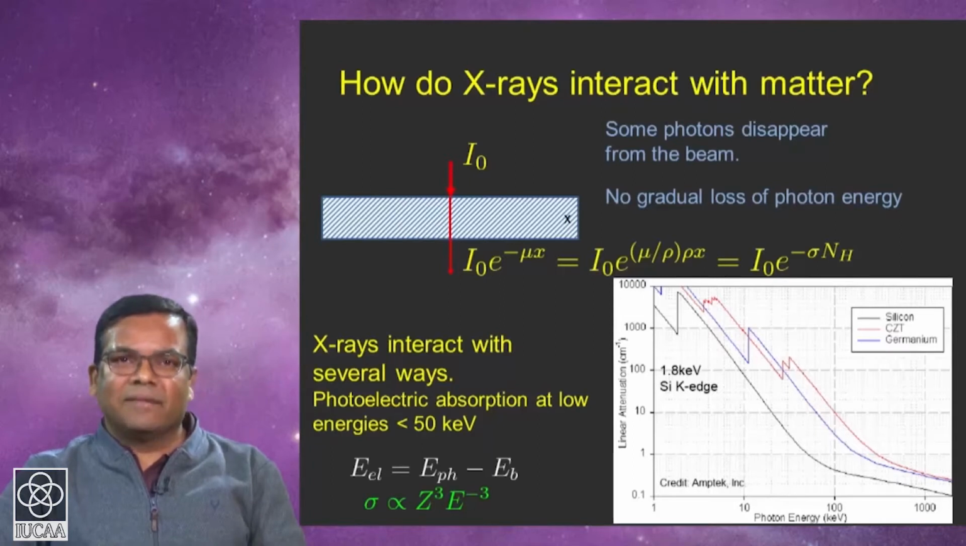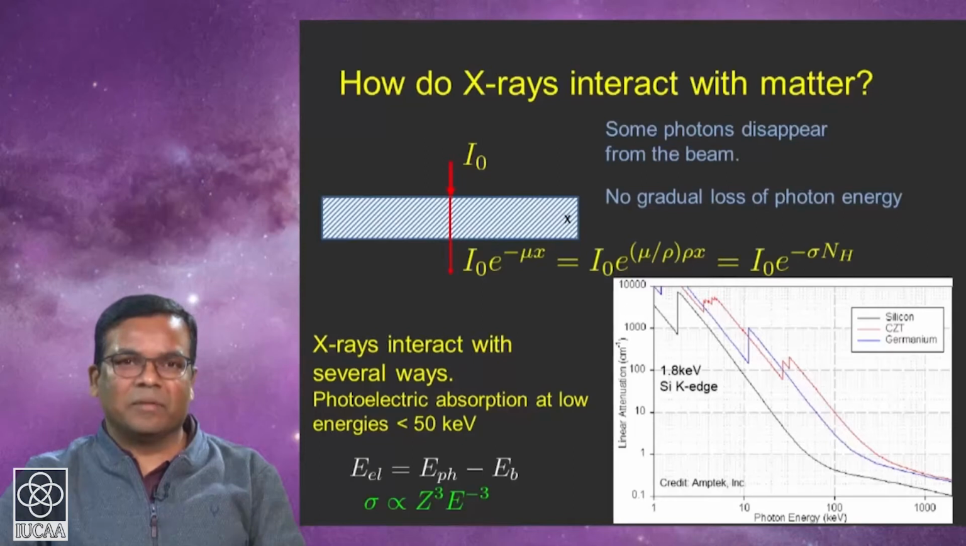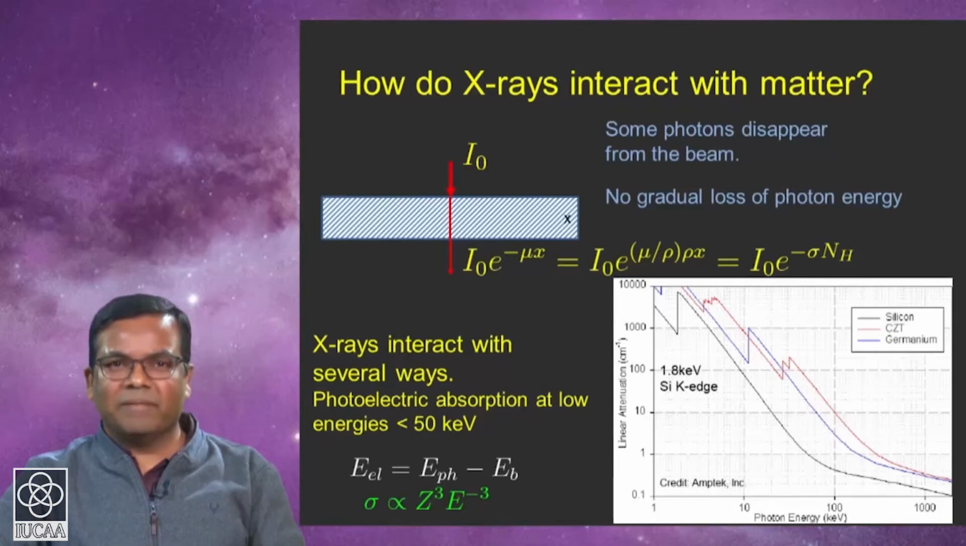X-rays in general interact with matter through different processes. At a low energy, particularly below 50 keV, X-rays interact with matter through the photoelectric absorption process. What happens here? A photon is absorbed and an electron is ejected with an energy which is the energy of the photon minus the binding energy of the particular atom.